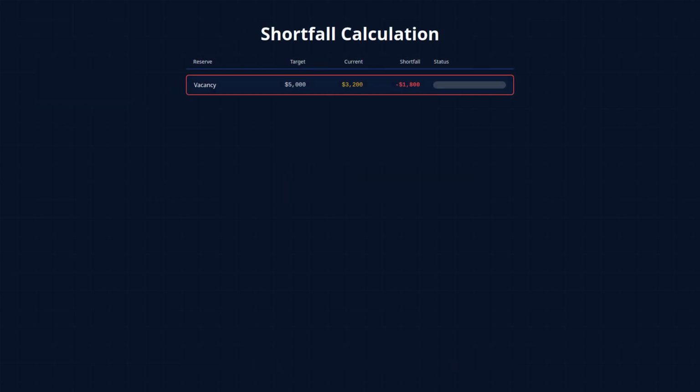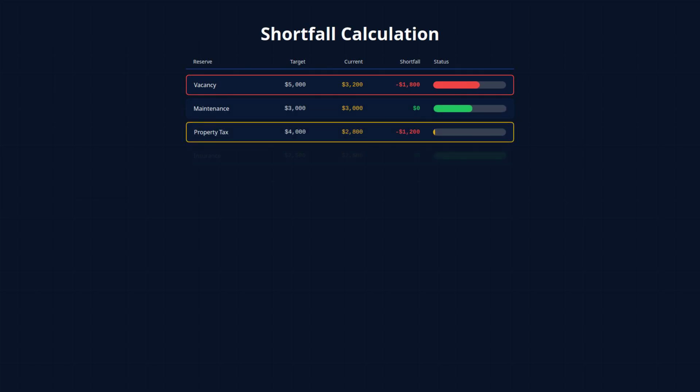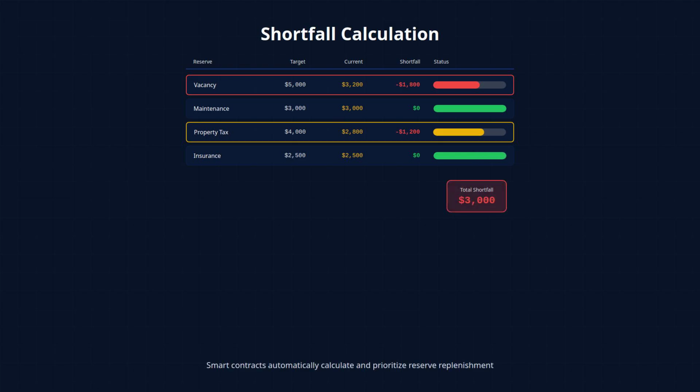The system calculates shortfalls for each reserve category. If vacancy reserve is at 64% of target, there's a shortfall. If maintenance is fully funded, no withholding needed. The contract aggregates all shortfalls to determine total withholding. This precise calculation ensures reserves are replenished proportionally.